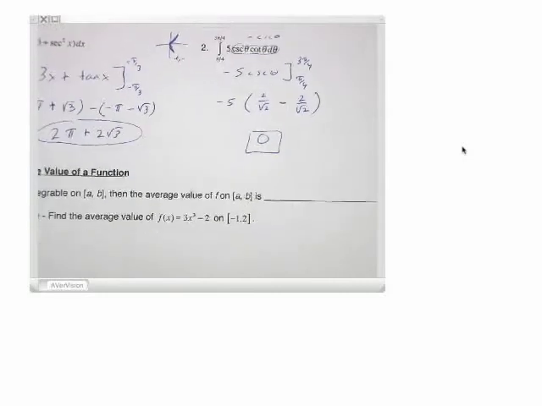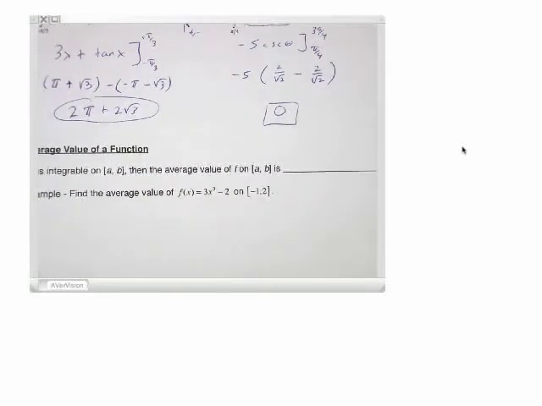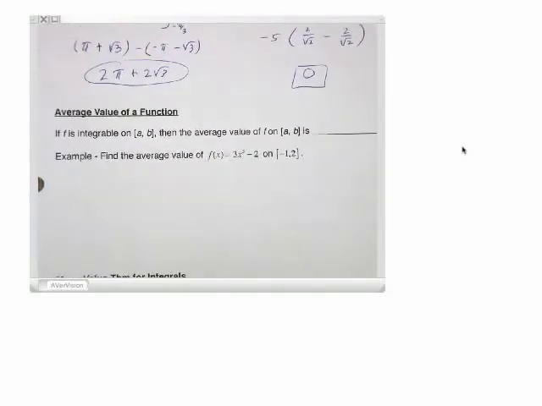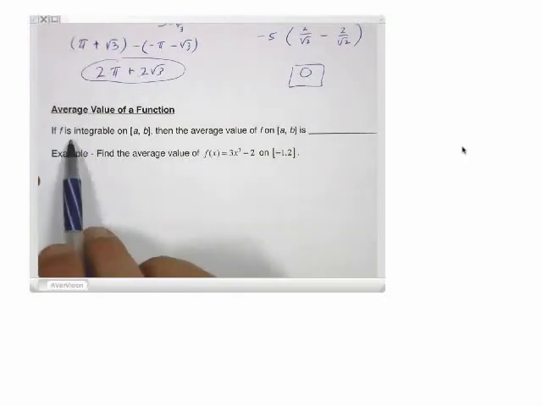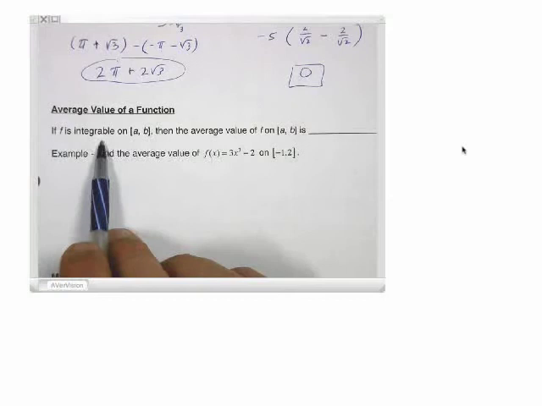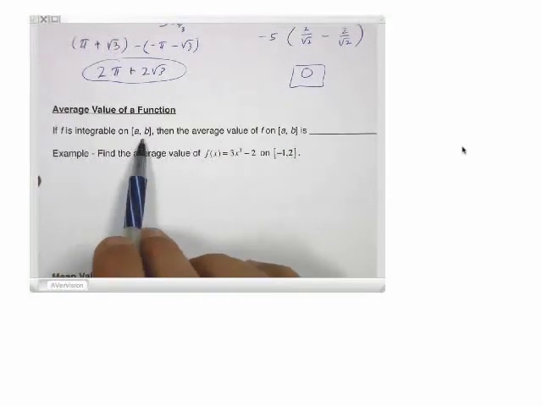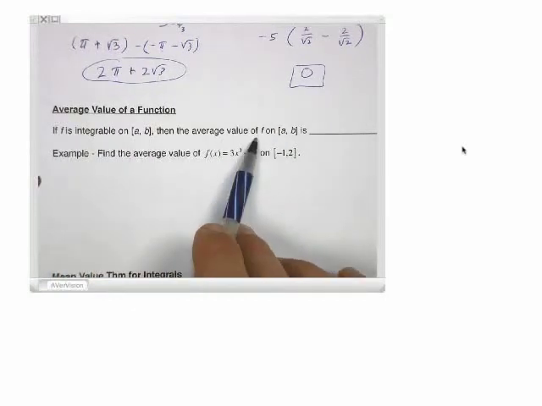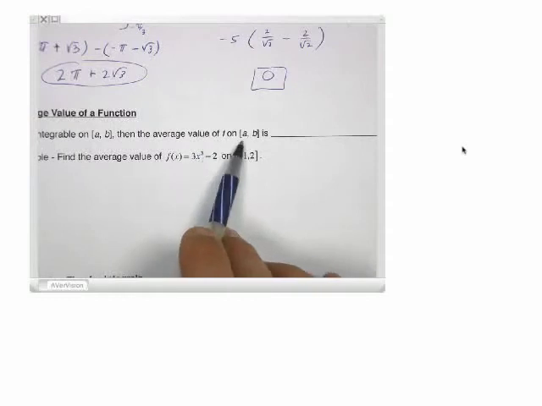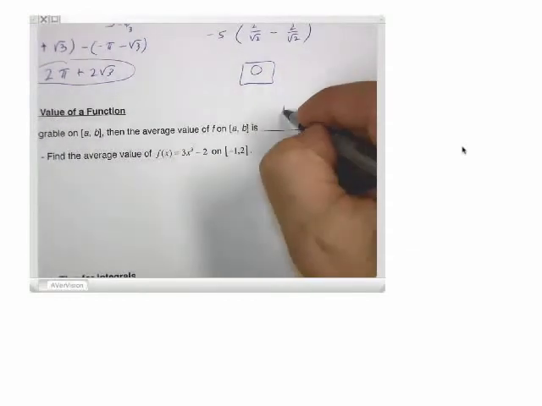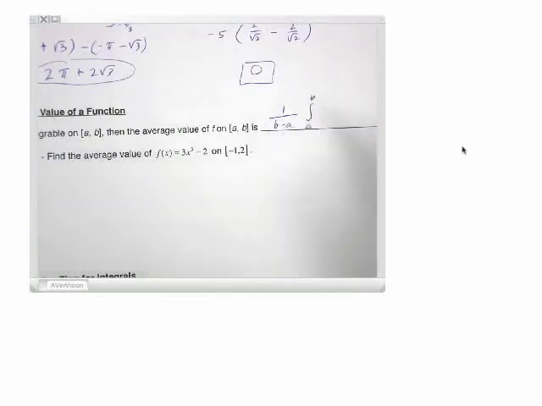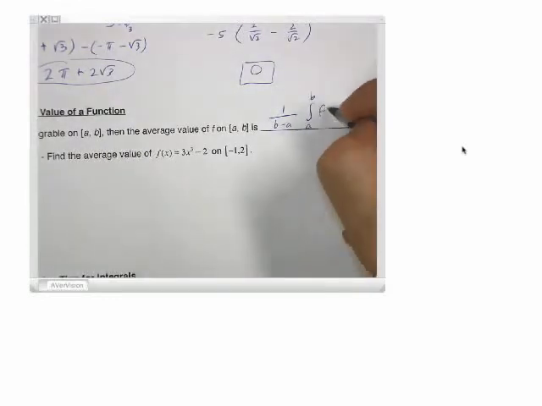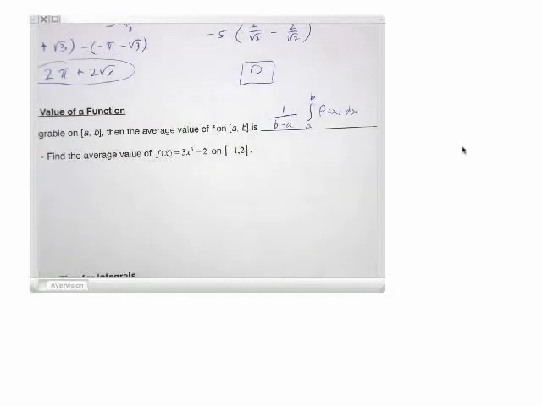Okay, then we have a new thing to do in the second day of chapter 4, section 4. It's called finding the average value of a function. Okay. If f is integrable, so it means if we've got some function that we can integrate on an interval from a to b, then the average value of that function on the interval from a to b is found by taking 1 over b minus a multiplied by the integral from a to b of f of x dx.